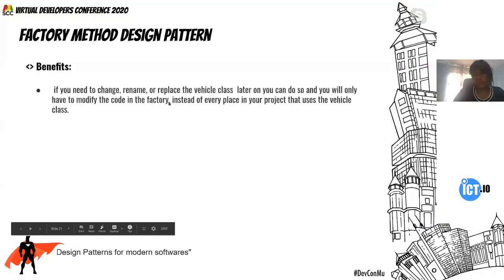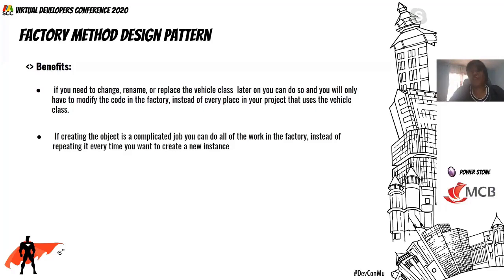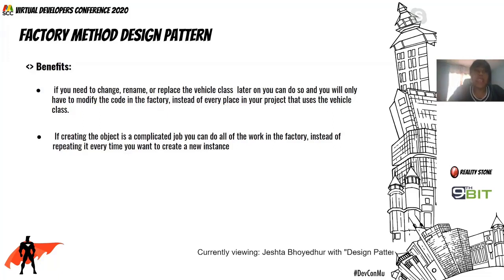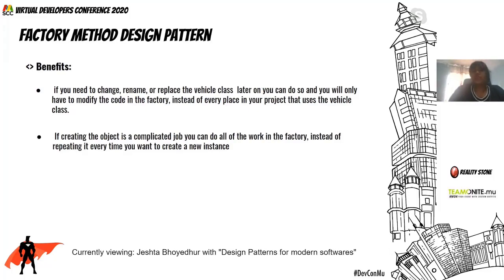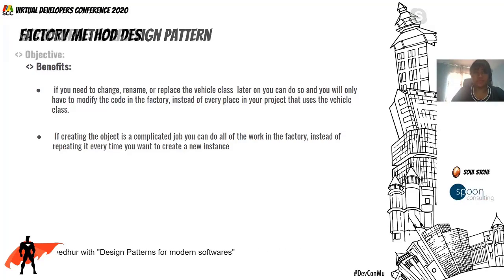Okay, let's see the benefit of the factory method first. If you need to change, rename, or replace a vehicle class later on, you can do so, and you will only have to modify the code in the factory instead of everywhere in your project that uses the vehicle class. And secondly, if creating the object is complicated, you can do all the work in the factory instead of repeating it every time you want to create a new instance.